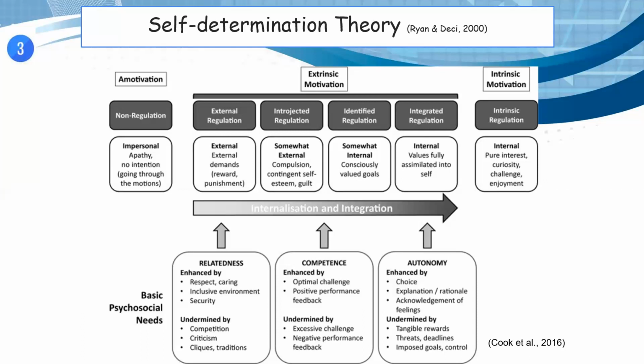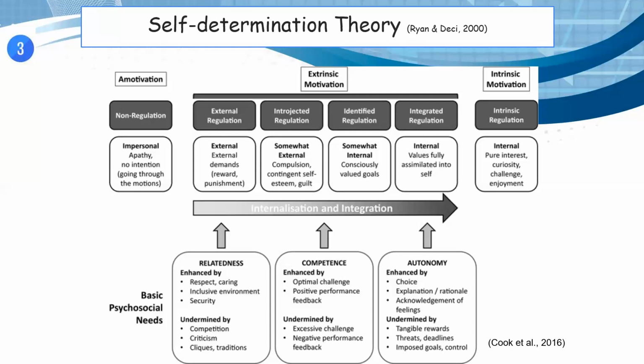Autonomy is undermined by external rewards. Being promised an external reward externalizes regulation and undermines autonomy. Also threats of punishment are external and undermine autonomy. Deadlines, likewise, and imposed goals that do not align with the desired goals of the individual or of the group, and it is also undermined by excessive control or external control.